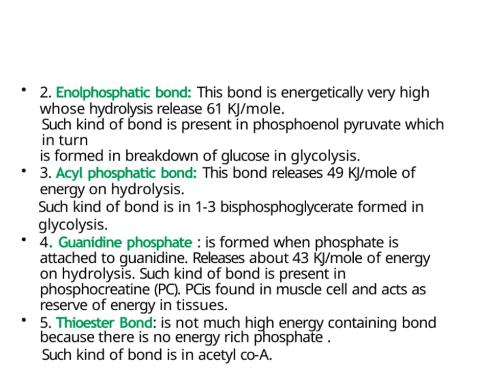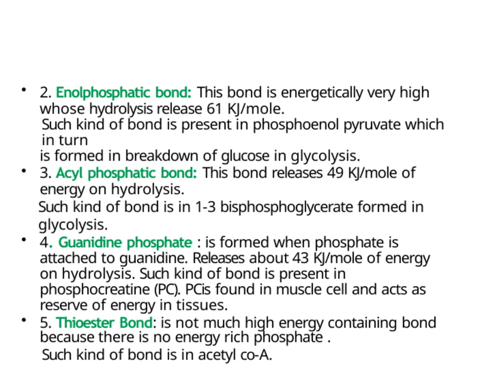Next, there's the acyl phosphatic bond. While not as energetic as the enolphosphatic bond, it still releases a significant amount of energy, around 49 kilojoules per mole upon hydrolysis. This type of bond is present in 1,3-bisphosphoglycerate, another key intermediate in glycolysis.